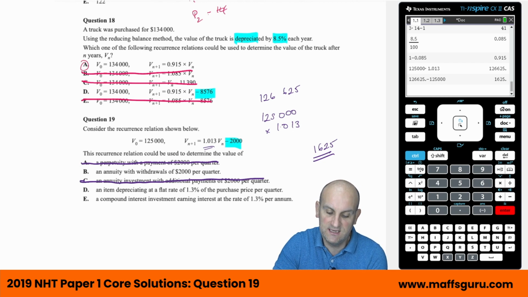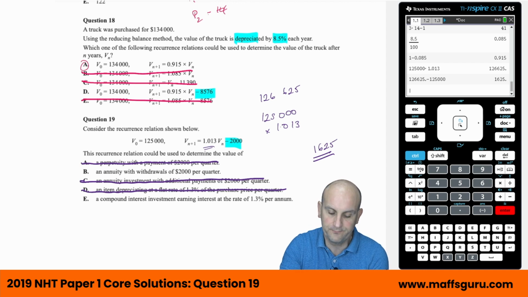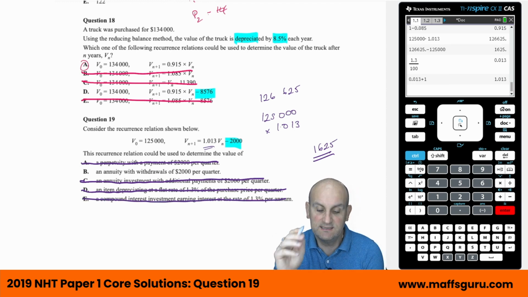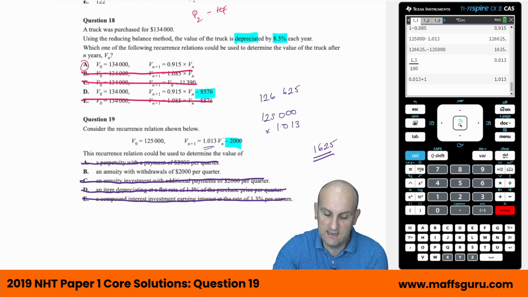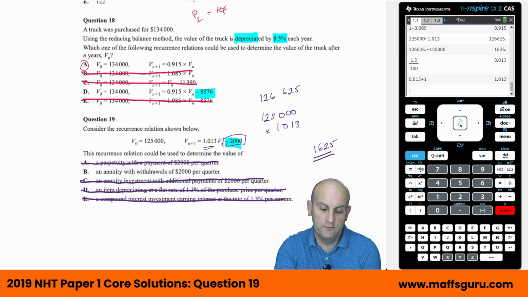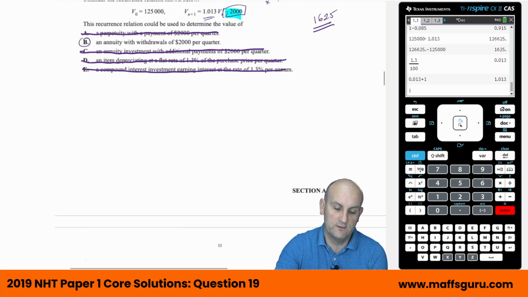An item depreciating at a flat rate of 1.3%. Now, if it was a flat rate depreciation, we'd work out the interest on the first payment, and that's the interest paid on every single payment. A compound interest investment earning interest at a rate of 1.3% per annum. That is a bit of a trick. Yes, it certainly describes it, but it doesn't actually go on to describe the $2,000 withdrawal. So the recurrence relation could determine the value of, it's going to be B. 19 is B. That's a bit of a tricky question.